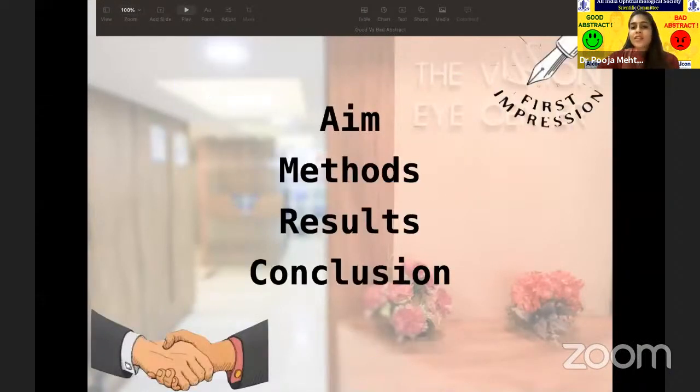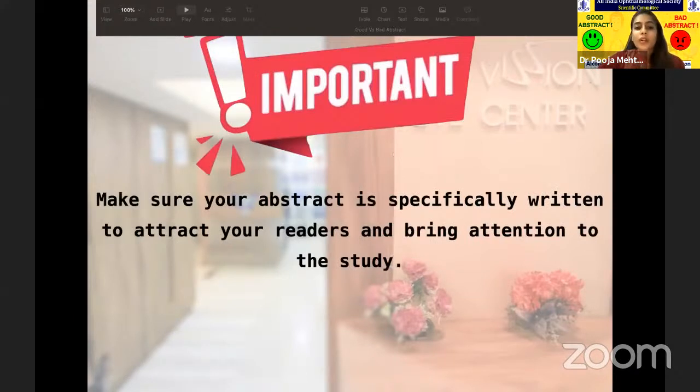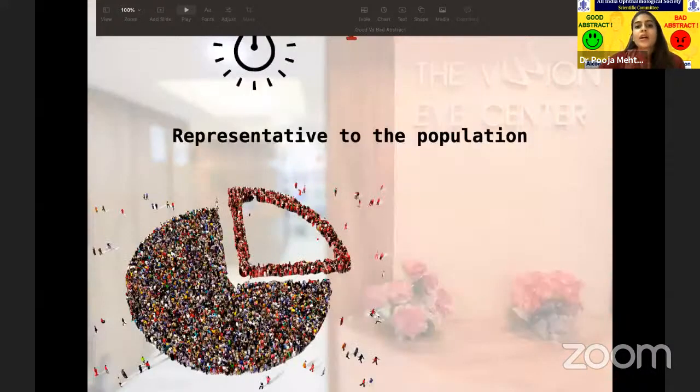As we all know, the main important things required are aims, methods, results, and conclusion. But we need to make sure that these make a first and lasting impression on the viewers and the readers who are trying to read the abstract. It is always important that you make your abstract attract your readers and bring attention to your study. For sample size, it is important to be representative of the population.